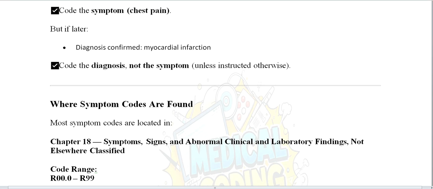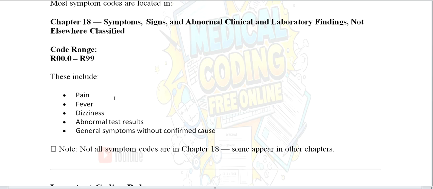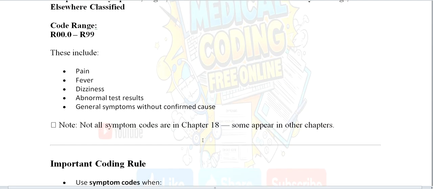So where are symptom codes found? Most symptom codes are located in chapter 18. We will discuss this in the next classes. In chapter 18, symptoms, signs, and abnormal clinical and laboratory findings not elsewhere classified, the code range is R00 to R99. These codes include pain, fever, dizziness, abnormal test results, general symptoms without confirmed cause. Note, not all symptom codes are in chapter 18. Some appear in other chapters also.